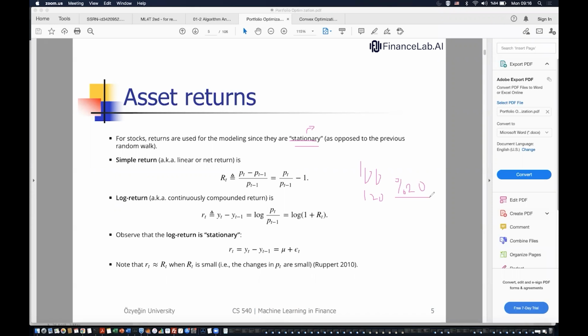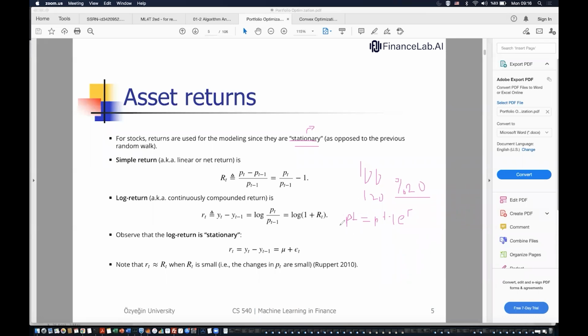And another thing is the log return. The log return comes from exponential compounding. In this case, we have P_t equal to P_{t-1} times e to the r, which is this exponential return. Then the exponential return becomes the log of these prices. So it comes from the continuously compounded return.